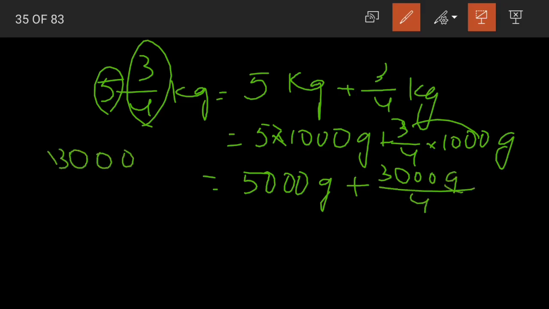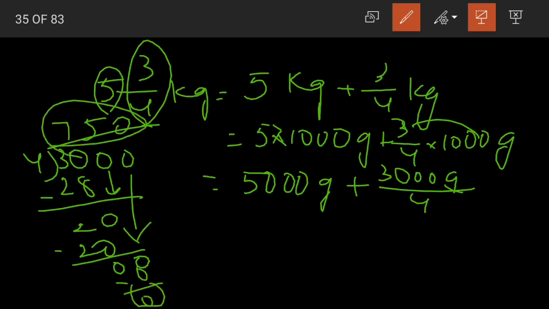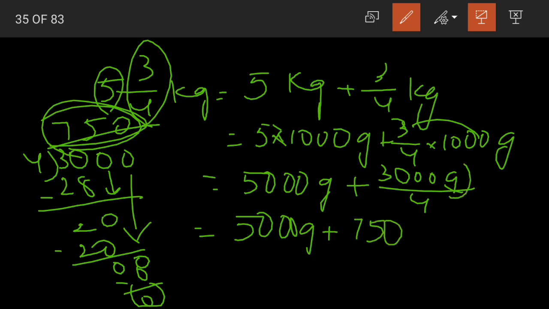Now 3000 divided by 4 equal to 4 7s are 28. 2 is remaining, 0 brought down, 4 5s are 20. 0 is remaining, 0 brought down, 4 zeros are 0. When we subtract, 0 is our remainder. So what is the answer here, children? Upon division, the quotient is 750 grams. The unit of measurement is gram.